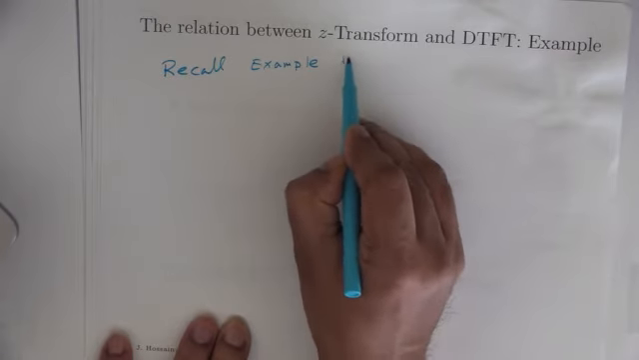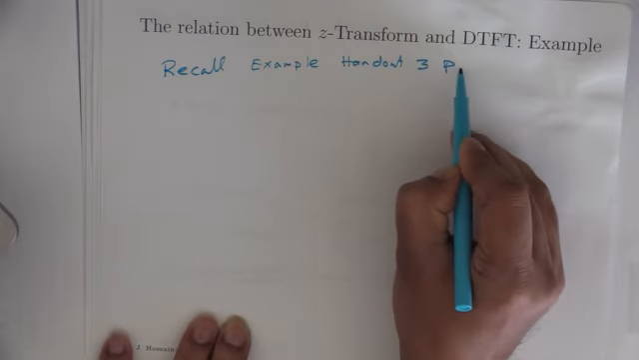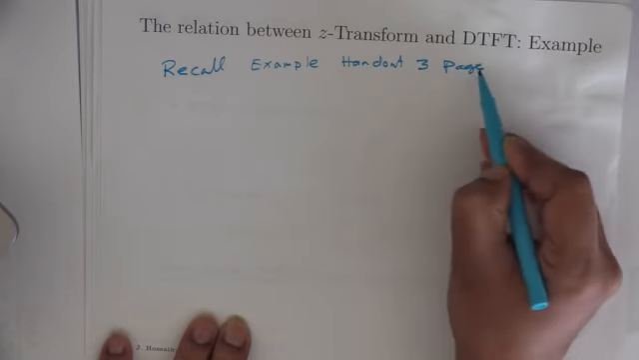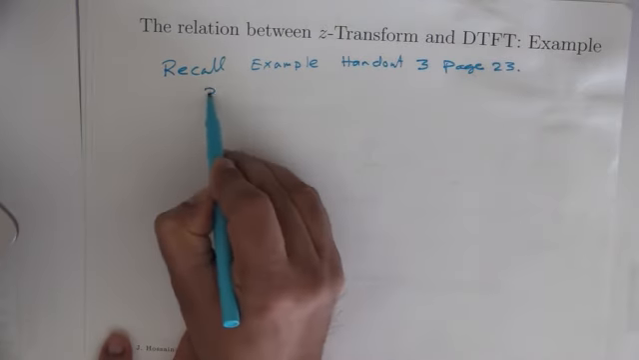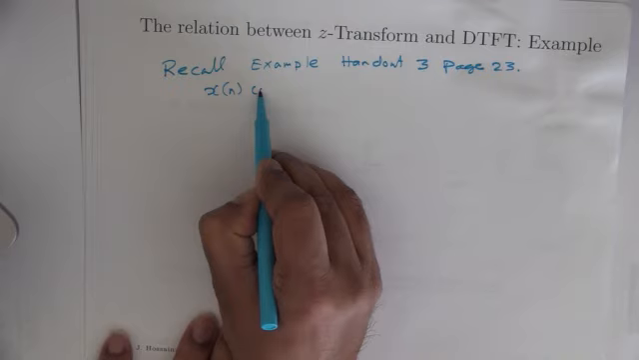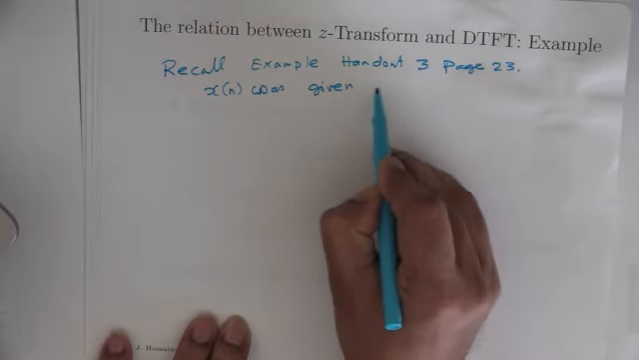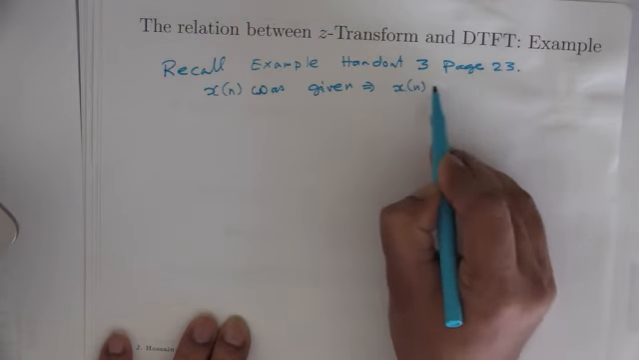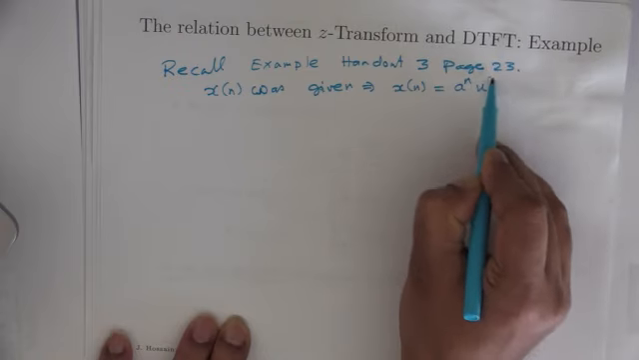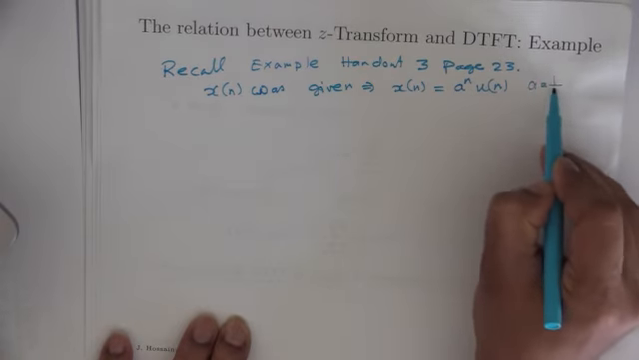Okay, handout 3, page number 23. So x[n] was given. That means x[n] was a to the power n u[n], and a was, let's say, 1/2.